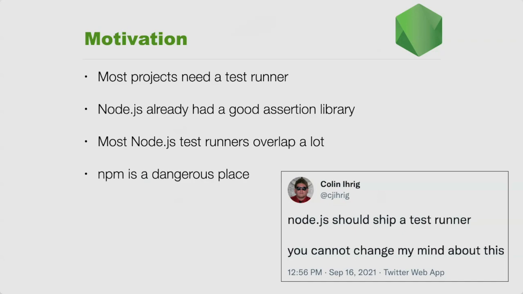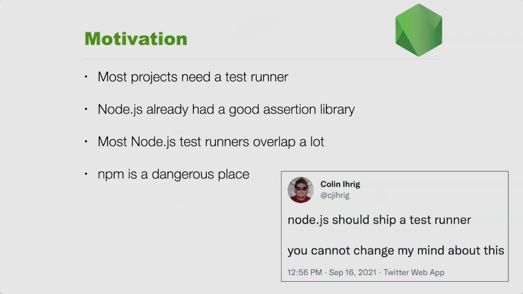My reasoning was, first off, most projects need a test runner. Everyone writes one-off scripts that they throw away, and hobby projects. But if you're doing anything serious, you probably need actual tests. And Node already had an assertion library, Node assert. I think it's a good assertion library. I know a lot of people may disagree with that, but I actually enjoy it. If you don't enjoy it, that's fine. You don't need to use Node's assertion library, and I'll show you more about that later.